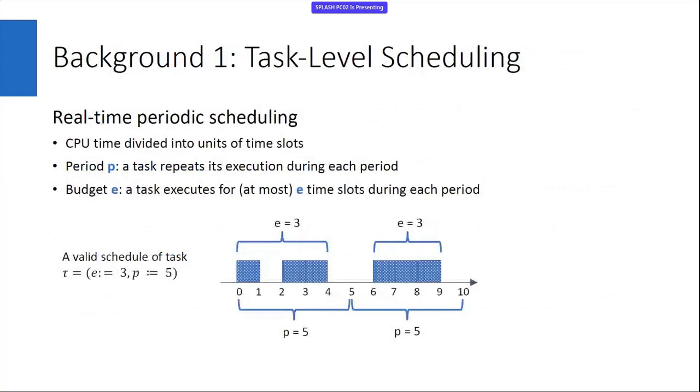If you talk about task-level real-time scheduling, you can think about things like real-time periodic scheduling. We have a period P, and the CPU time is divided into units of time slots. A task repeats execution during each period, and with budget E, a task executes for at most E time slots during each period. So in this example of a task with E=3, P=5, in the first period of 5, you execute 3 units. In the second 5, you execute those 3 units. So that's a valid schedule of the task.